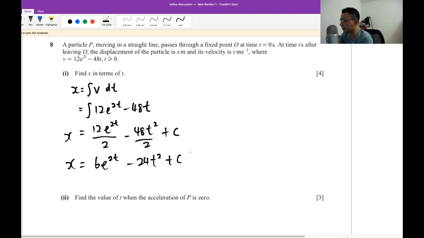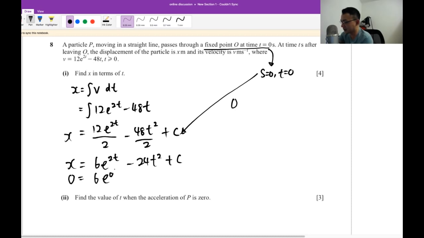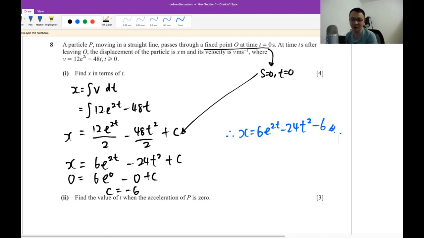How do I find the c? The question says P moving in a straight line passes through the fixed point O at t equals 0. This sentence tells me what? x equals 0 when t equals 0. I'm going to sub this into here to find my c. So basically I get 0 equals 6e^0 minus 0 plus c. So c equals negative 6. Therefore, my equation for x should be 6e^2t minus 24t squared minus 6. Alright, this is how we do this kind of question.